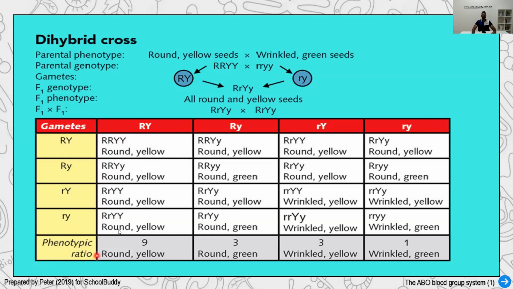So in this case, the generation is going to have 9 round and yellow seeds, 3 round and green, similarly 3 wrinkled and yellow, and finally one plant will have wrinkled and green seeds. So the ratio is going to be 9, 3, 3, 1. So these are two characteristics, and we call this system a dihybrid cross. So let's see again. Please always make sure that you do a Punnett square, because it's going to be difficult if you want to write in arrow form. So use a Punnett square for a dihybrid cross.